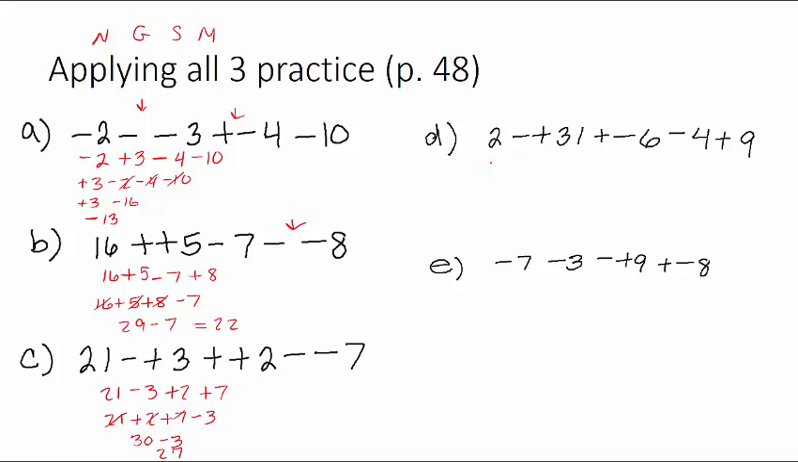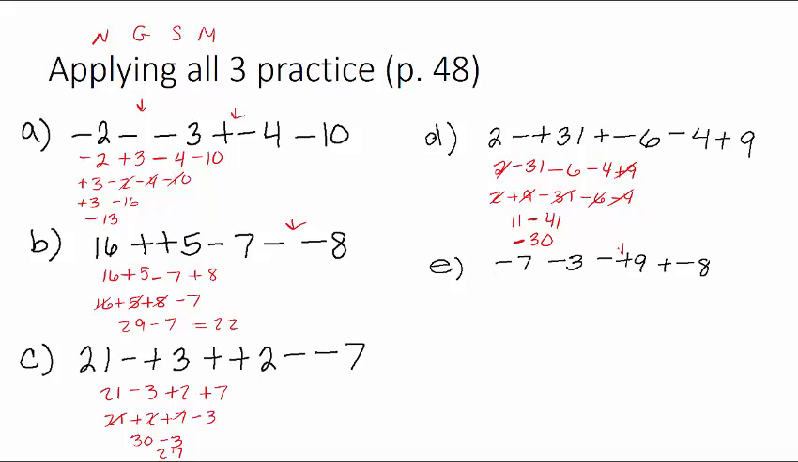Alright, for D, first we're doing the neighbor sign rule. So we have 2 take away 31, take away 6, take away 4, +9. Then we're going to group positives and negatives together. We had -31, -6, -4. Alright, so this is 11. Then we have takeaway. This is 10 plus 31 is 41. Now we have more negatives. How many more negatives? Well, 41 take away 11 is 30.